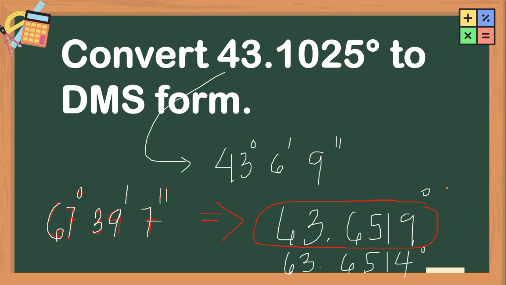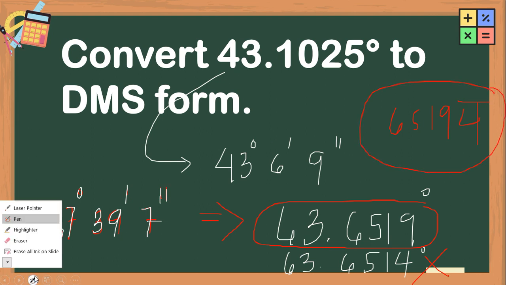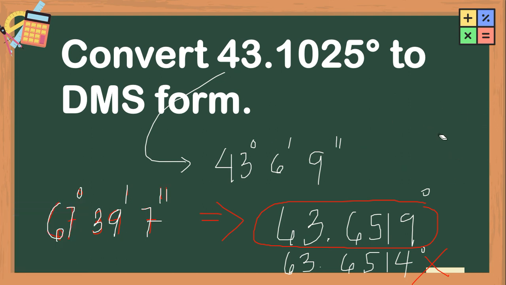For decimal places, depende yan sa instructions. So, yung una is mali yan. Baka namisheard ko lang yung 6514. Baka ang sinabi dyan is 65194, no? Pag ganun yung answer ninyo, 65194, lagyan nyo na lang ng ganyan sa taas.